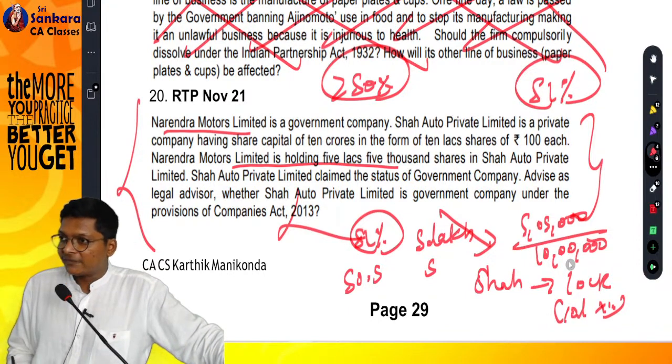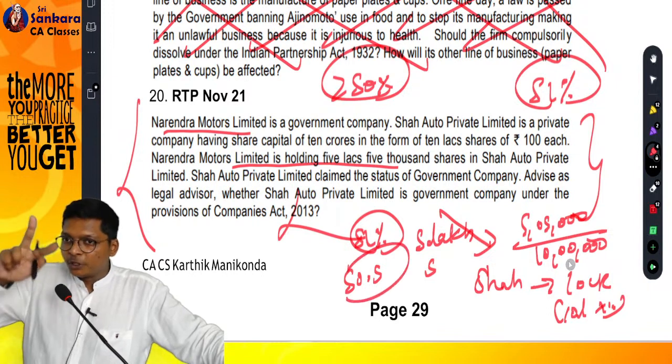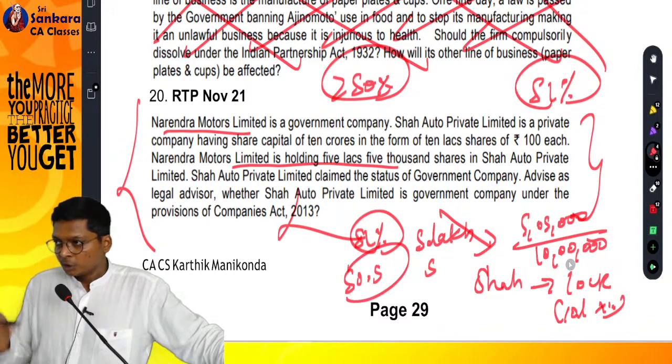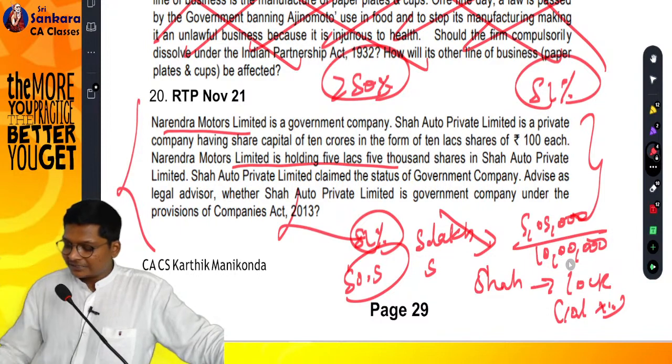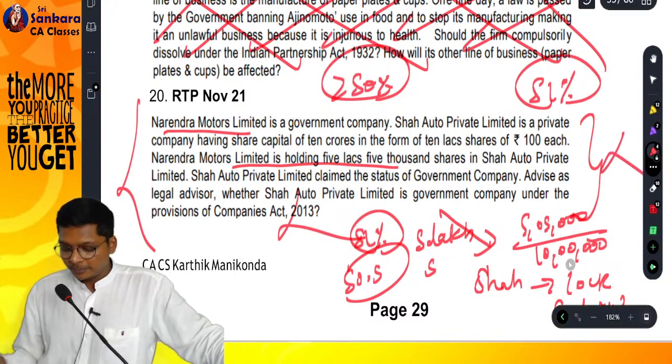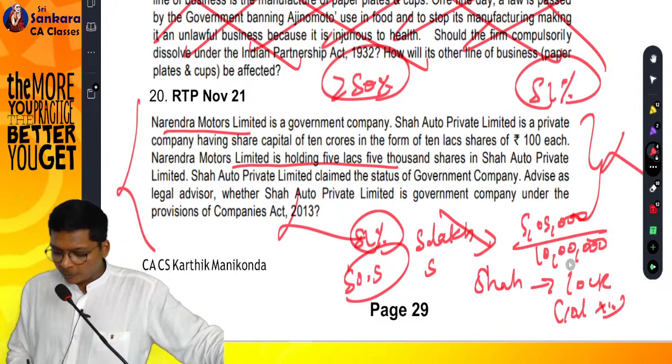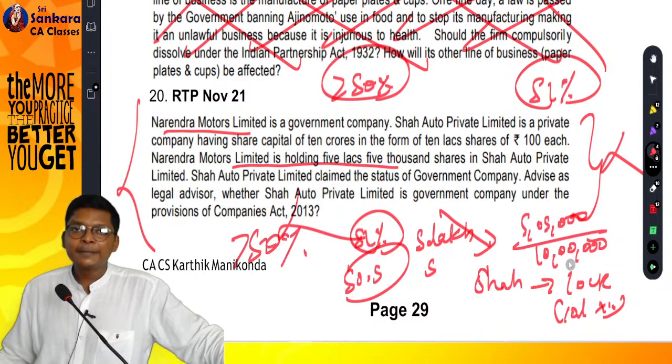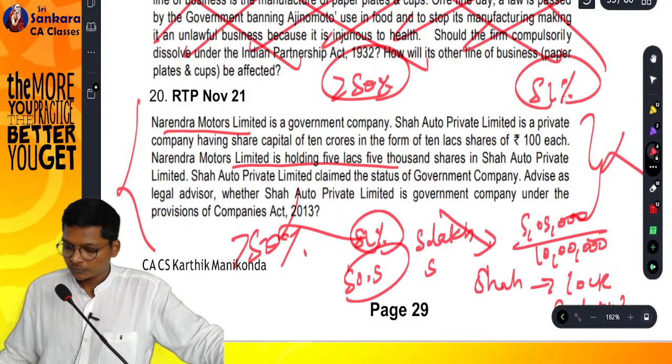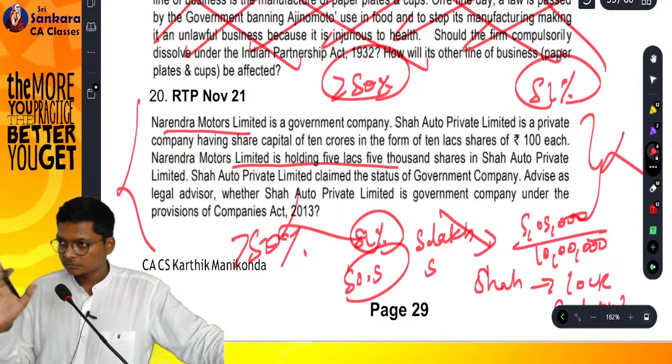Look how beautifully they drafted the question. Those who remember 51 will say it is not a government company. But otherwise you will say it is a government company because it's more than 50%. Able to follow, guys?